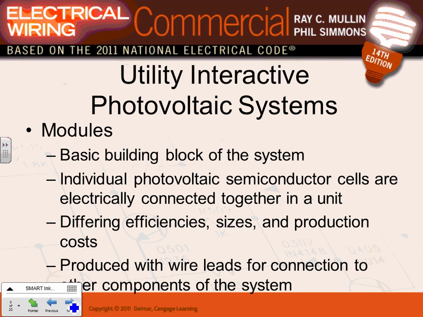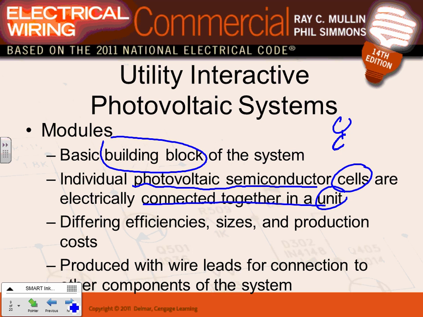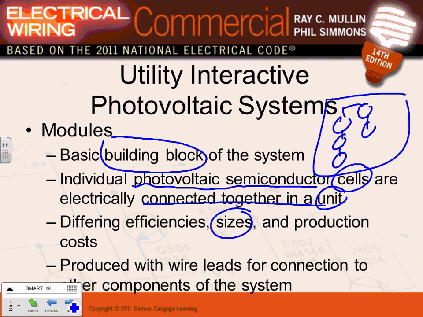Modules. Talking about the solar photovoltaic system, the building block of solar is the solar module, like we talked about. They have photovoltaic semiconductor cells electrically connected together to make a unit. All these cells are tied together, guys, and they put them in a big box. They come in different sizes in watts and different efficiencies, and of course with this comes a cost. So right now you can buy a 300-watt panel, one big fat panel, 3 feet by 2 feet, that gets you 300 watts at 24 volts.